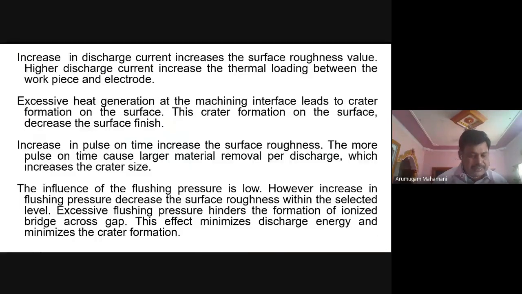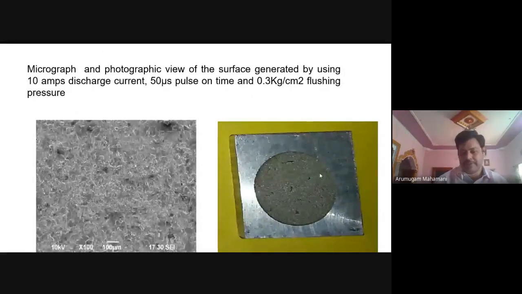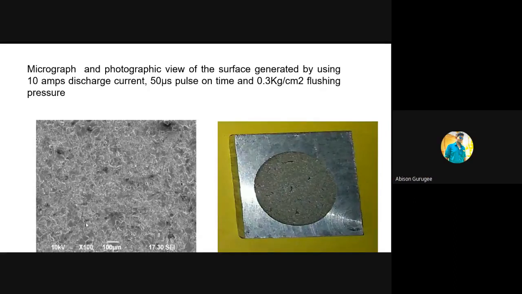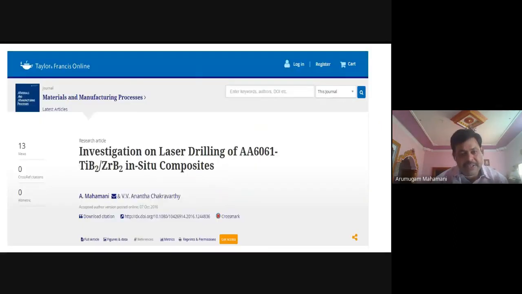So this mechanism is available in papers. This is the microstructure. This is the component photographic view of the electrochemical EDM machined component. We look at the surface roughness. This is the microstructure at 100 magnification. We look at the surface. This is the optimal machining condition, and we have taken the surface roughness.